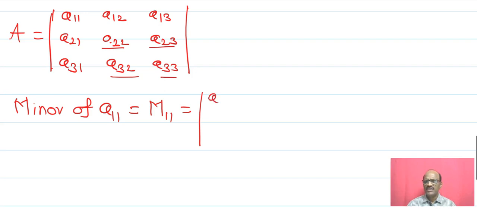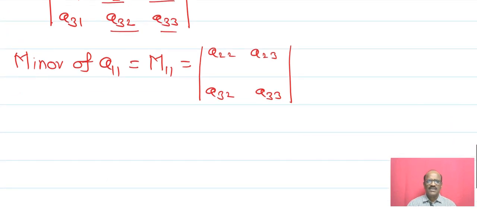Then what you are getting? A22, A23, A32, A33. Therefore, the minor of A11 is this. Next, minor of A12. We are finding the minors of the first row.